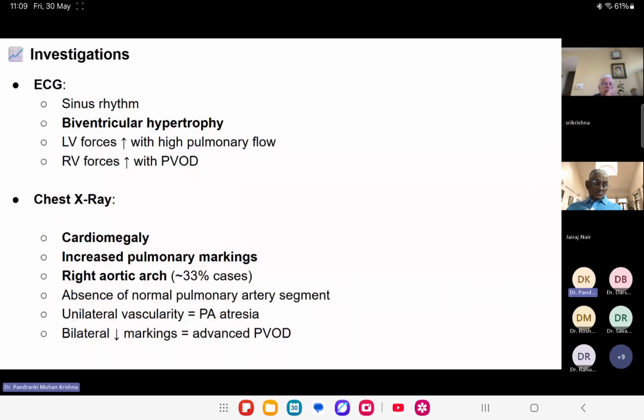ECG: normal sinus rhythm with ventricular hypertrophy. LV forces if there is high pulmonary blood flow because of volume overload, and RV forces with the pulmonary vascular obstructive disease, which develops usually after six months. Chest X-ray: cardiomegaly, increased pulmonary markings, right aortic arch, which is seen in around 30% of cases, absence of normal pulmonary artery segment, unilateral vascularity, that means the other side PA is atretic, and bilateral decreased markings means advanced pulmonary vascular obstructive disease, which is seen later in life.